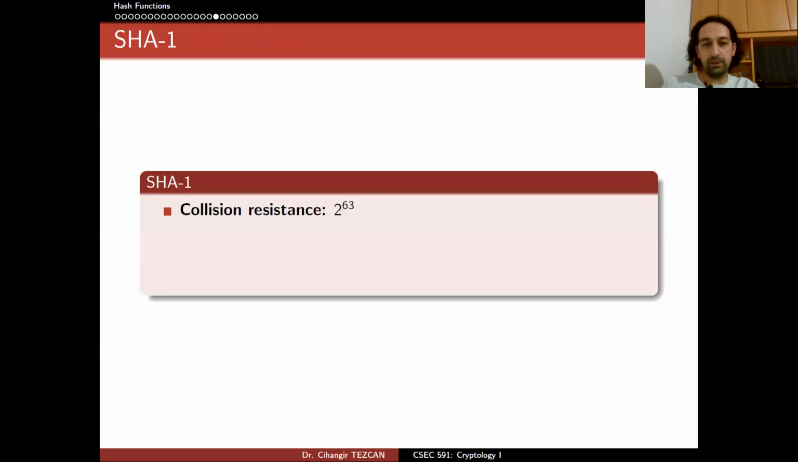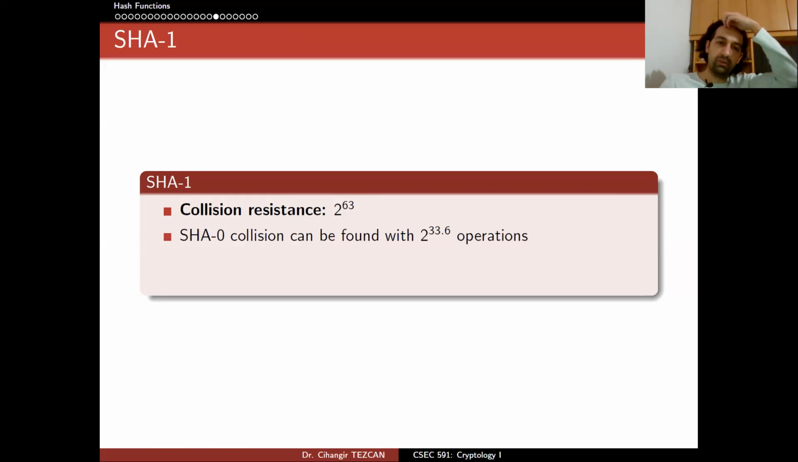We thought that there was a theoretical attack years ago, which required 2 to the 63 operations to break, but this also requires a lot of memory. So people weren't able to find a collision for SHA-1 for a very long time. But SHA-0 was broken years ago because the collision attack requires fewer operations.